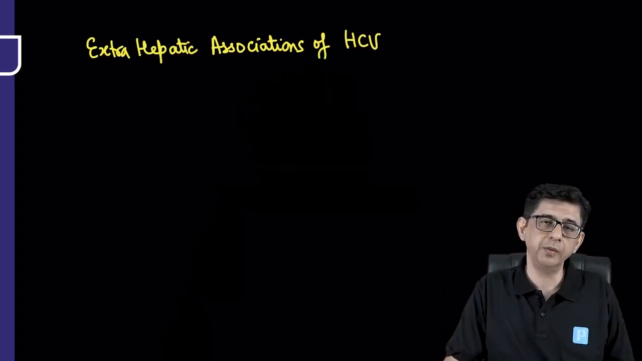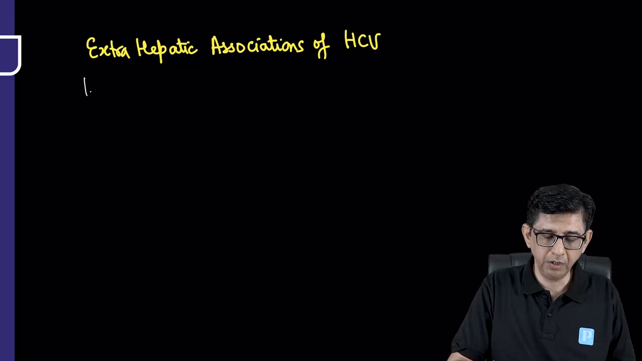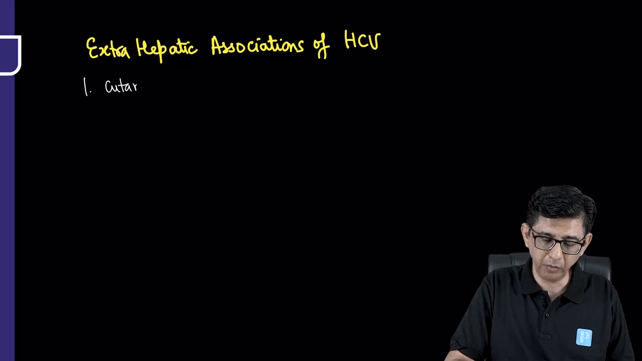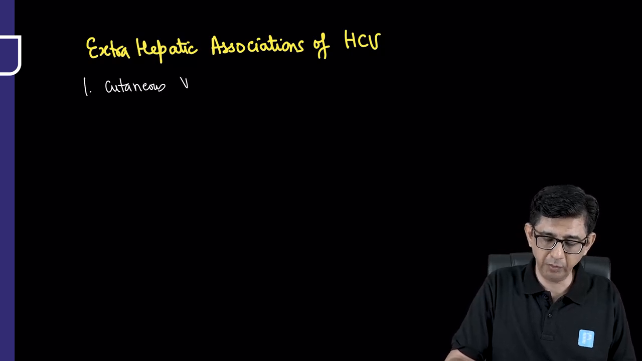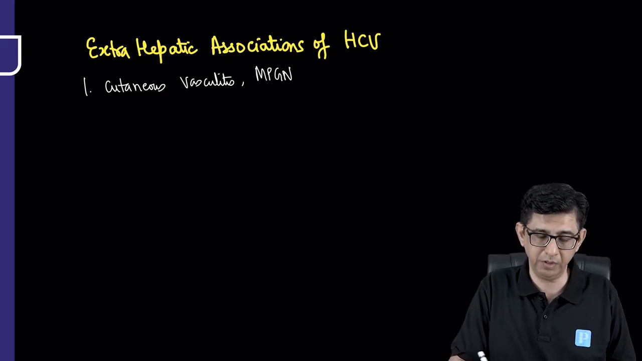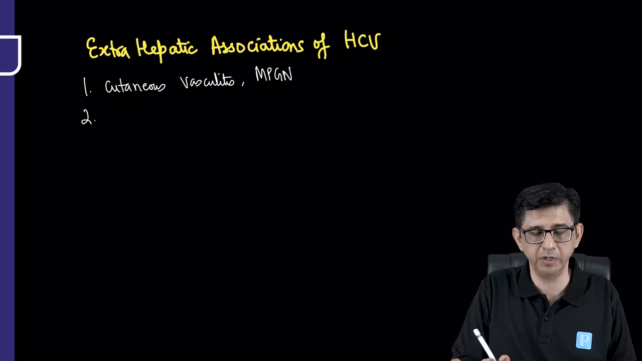We'll now focus on extrahepatic manifestations of hepatitis C, though I have mentioned the important ones already. I want you to remember now cutaneous vasculitis, that again begins with the alphabet C. Then there is MPGN, membranoproliferative glomerulonephritis. This on kidney biopsy will have a track appearance. The track word again has an alphabet C present.